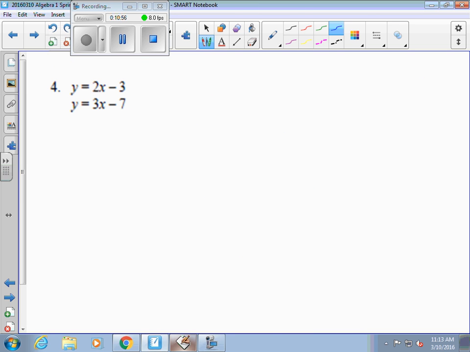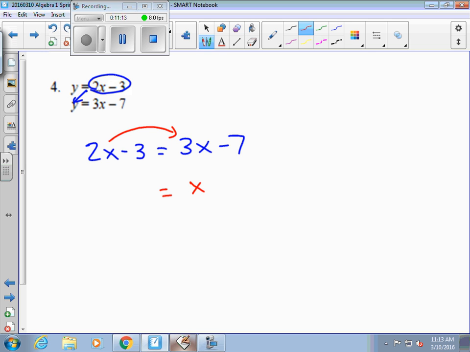Number 4, same thing. We'll do this one a little bit quicker. You can plug this one in place of that one. So 2x minus 3, or sub it in, equals 3x minus 7. Bring your smaller 2x from the left to the right by subtracting it, you get 1x on that side. Bring negative 7 to the other side by adding it. Negative 3 plus 7 is positive 4. So x then is equal to 4. So we can go a little quicker with that one.